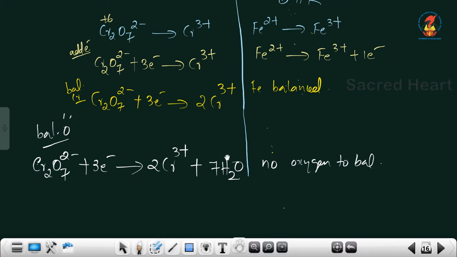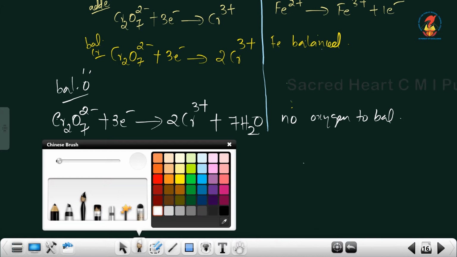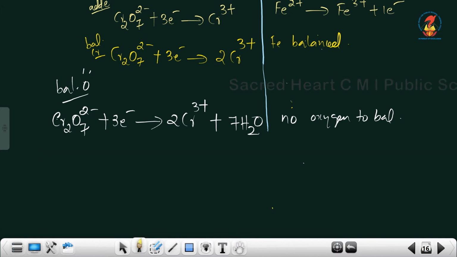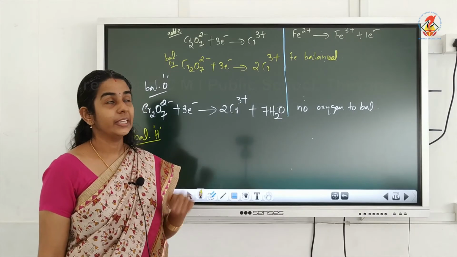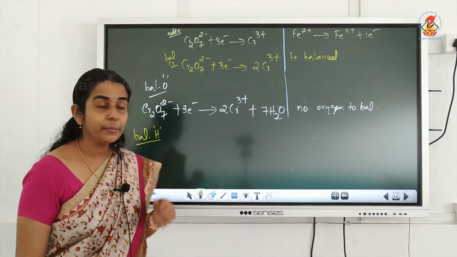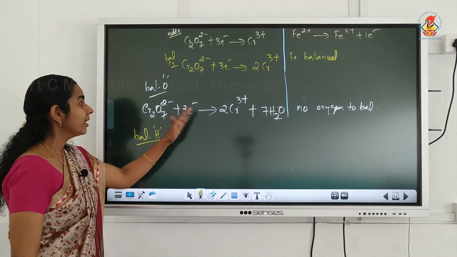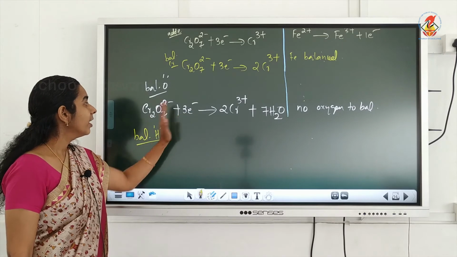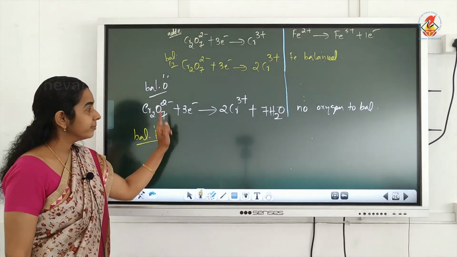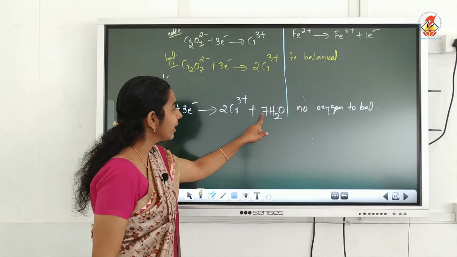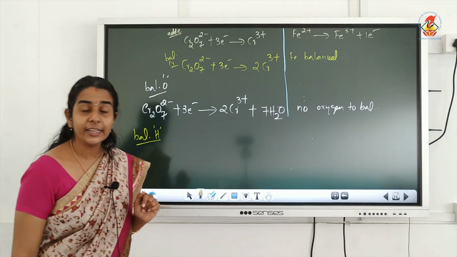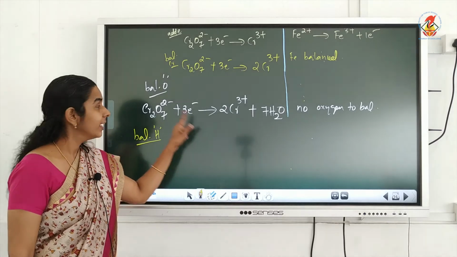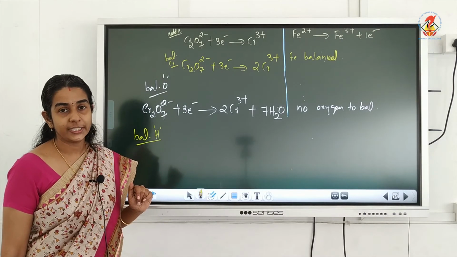Now, after balancing oxygen, the next step is to balance hydrogen. To balance hydrogen, we have to check the medium. Here the medium is acidic. In acidic medium, how to balance hydrogen? Count the number of hydrogen on both sides. Here in Cr2O7, on the left hand side there are no hydrogen atoms, but on the right hand side we have 7 into 2, 14 hydrogen atoms.